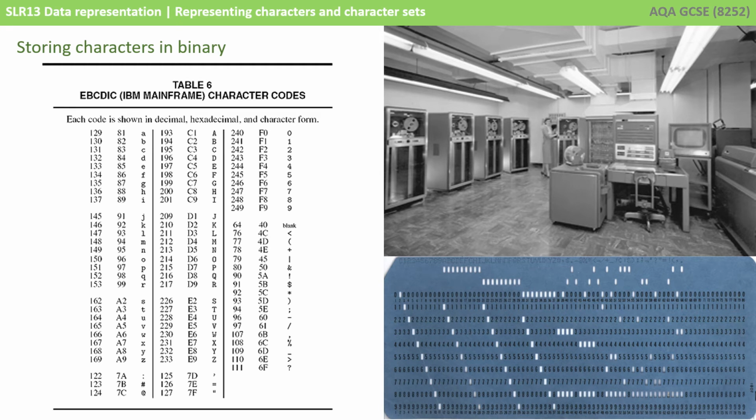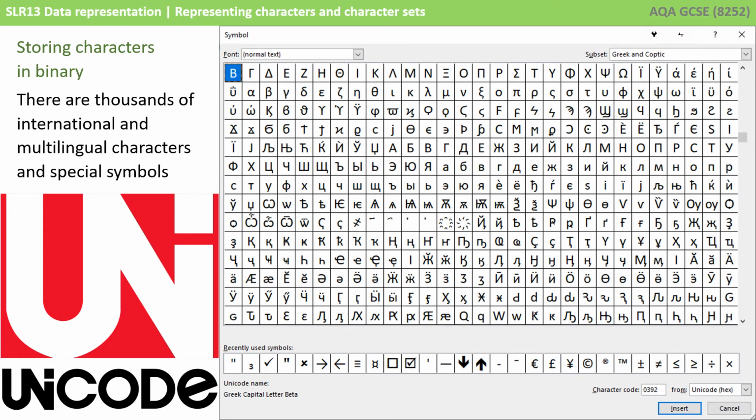ASCII was not the only standard. Other character sets, such as EBCDIC, also an 8-bit standard, were popular on mainframe computers and punch cards in the early days. Today, we have thousands of symbols we want to be able to store. We want a fully international and multilingual character set, which includes all the characters from every written language, historical scripts, plus more modern characters such as emojis.